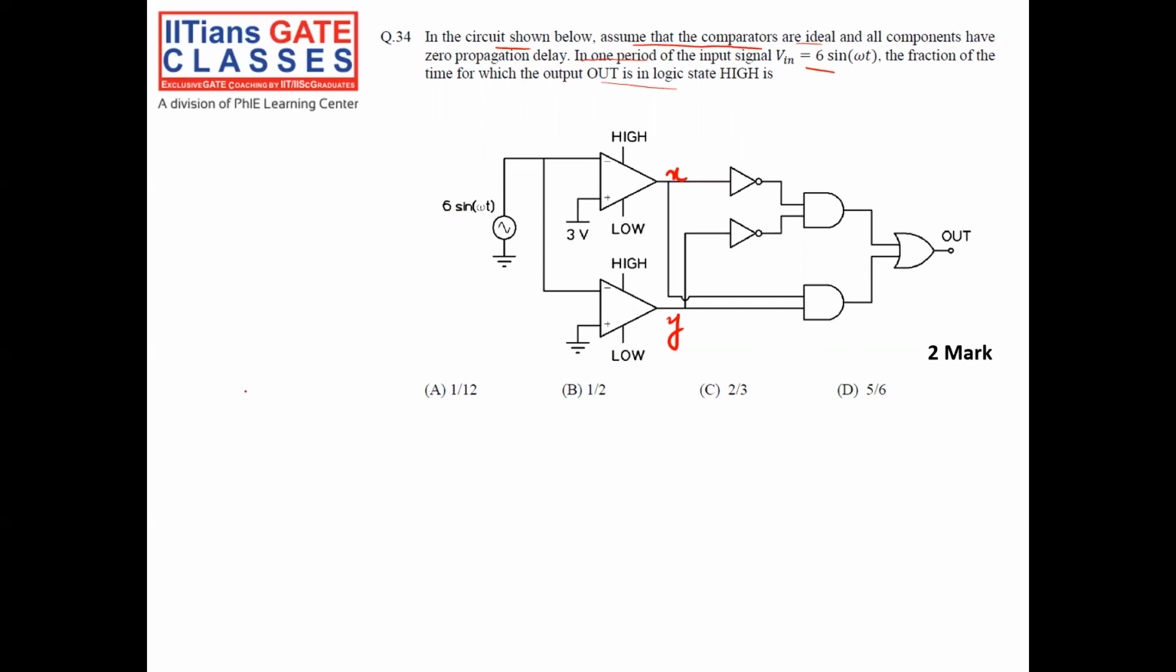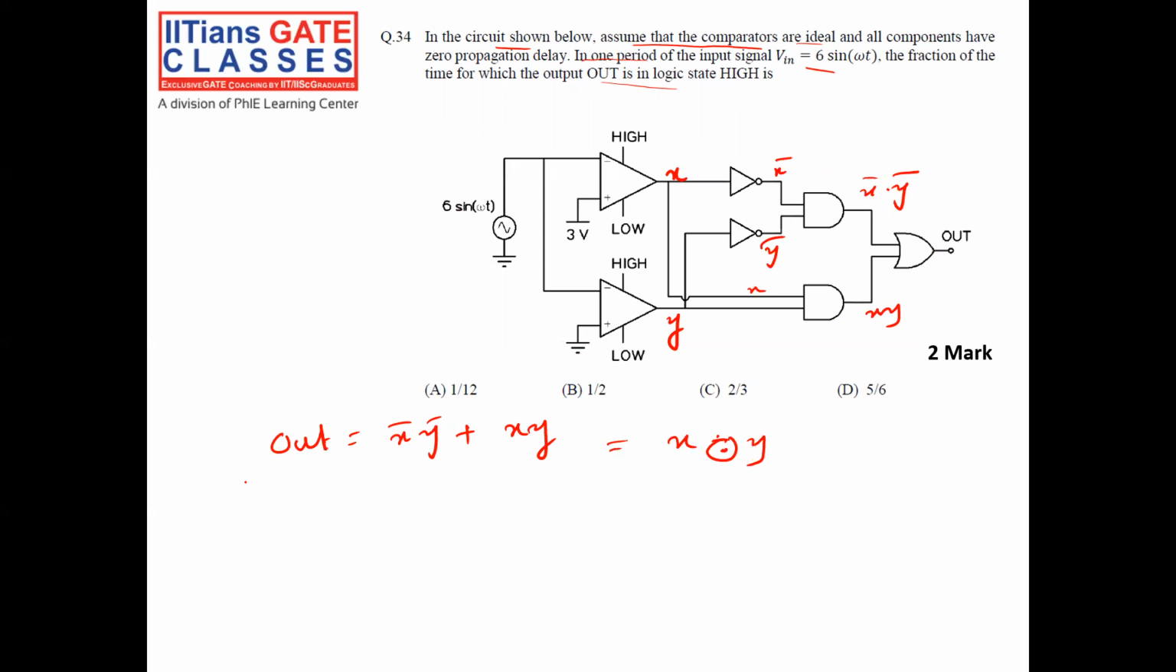The out here is equal to, if x is there, here I will get x bar. If y is there, I will get y bar. Here I will get x bar into y bar. Here I will get x, and here I will get x into y. Both are ORed here. So I will get x bar into y bar plus x into y. So this is nothing but an XNOR gate, x XNOR y.